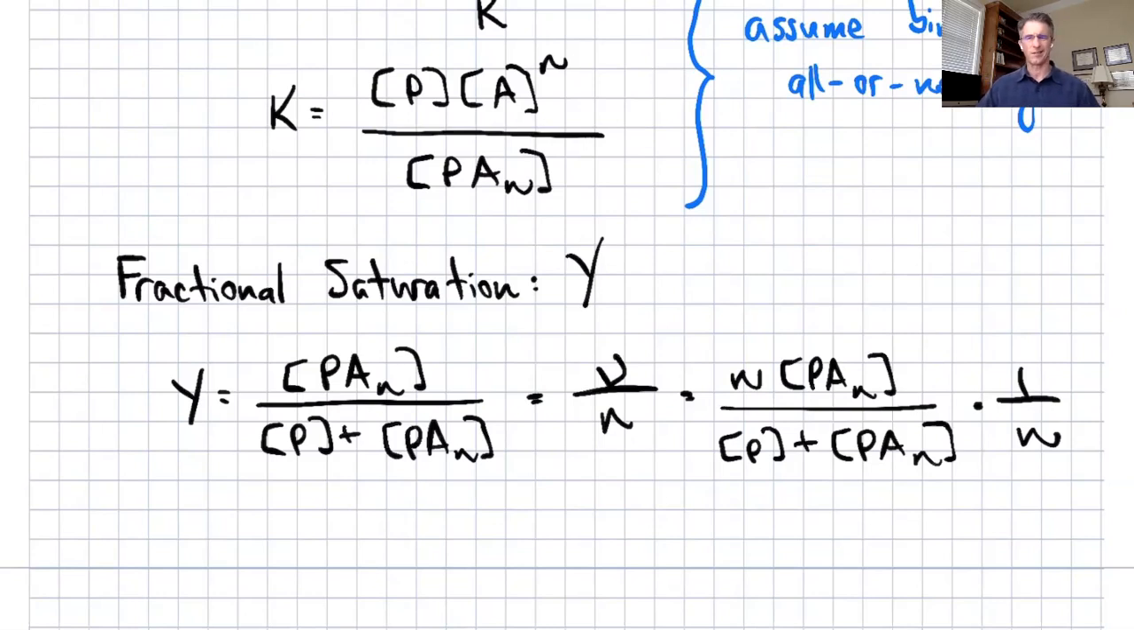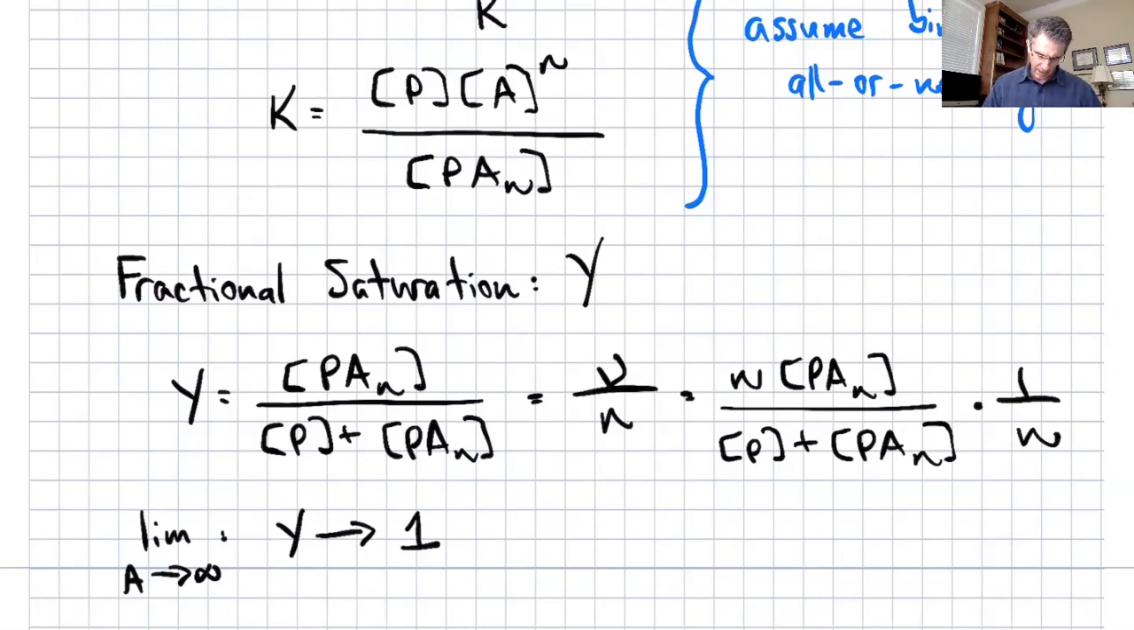Okay, now why do this, right? Well, think about it this way. In the limit, as A goes to infinity, what does the fractional saturation go to? Irrespective of the molecularity, irrespective of the binding stoichiometry, it goes to 1, right? So the fractional saturation is going to vary between 0 and 1.